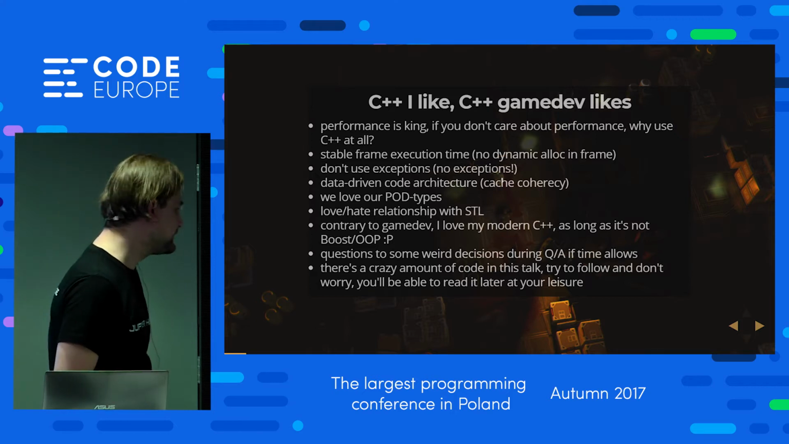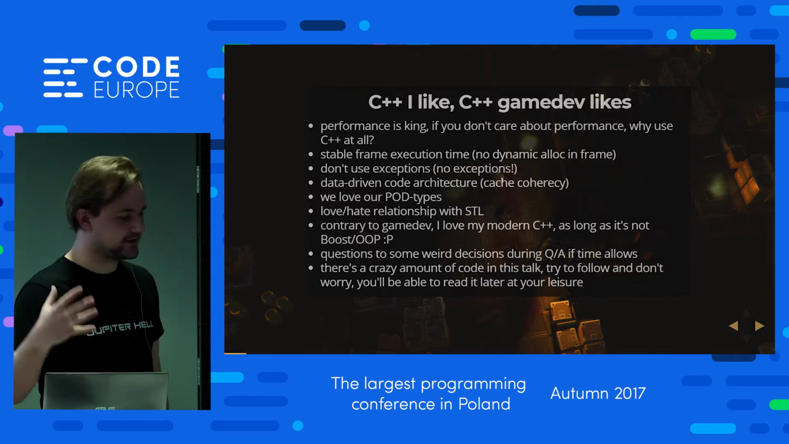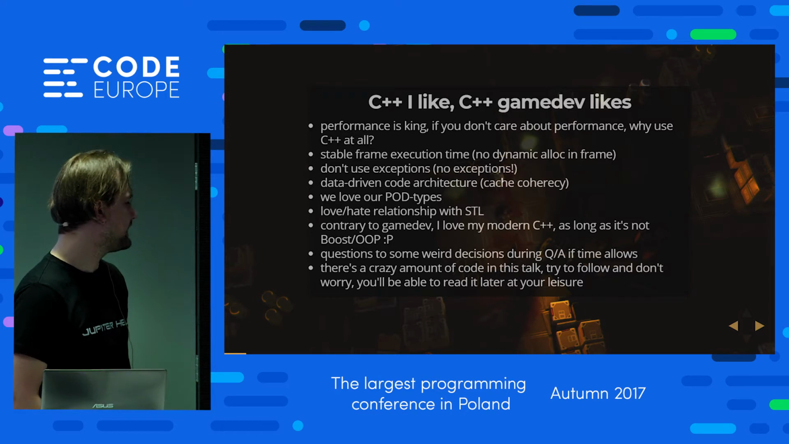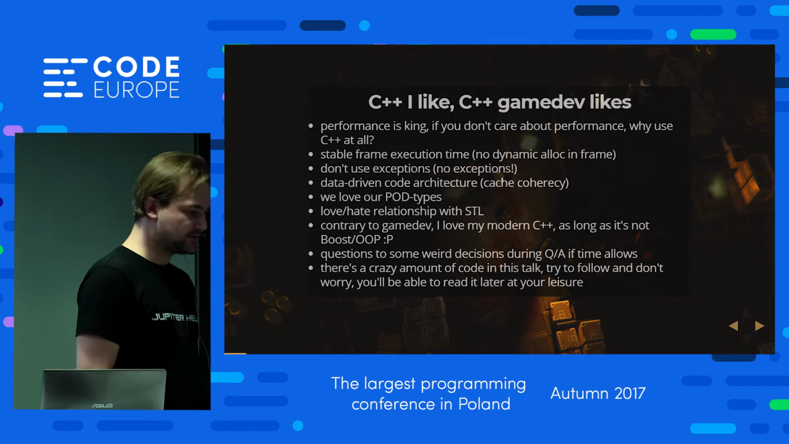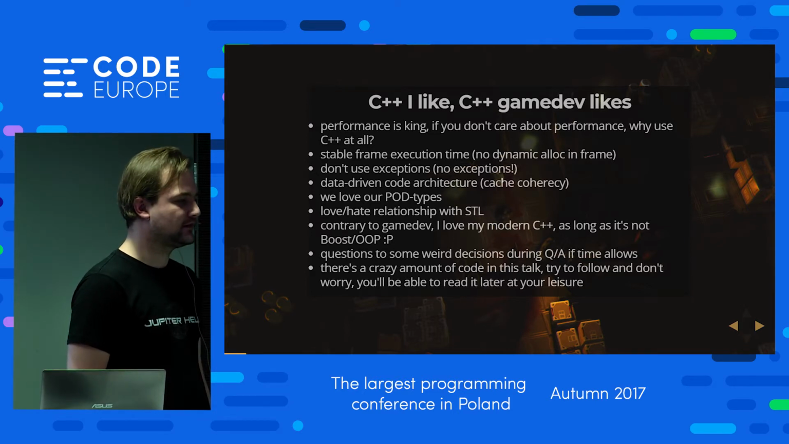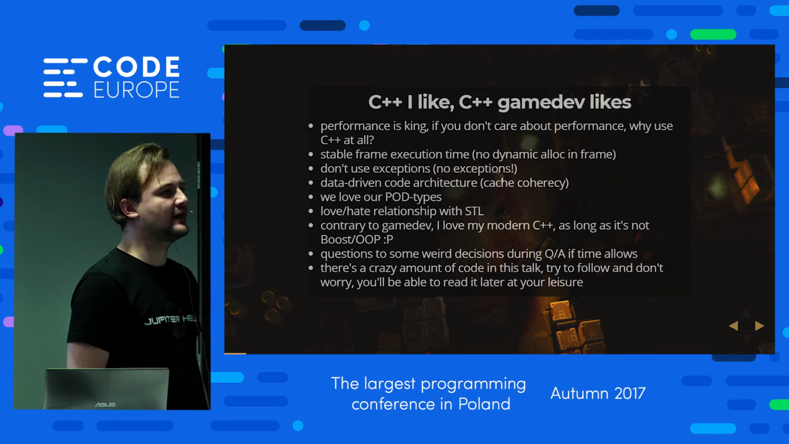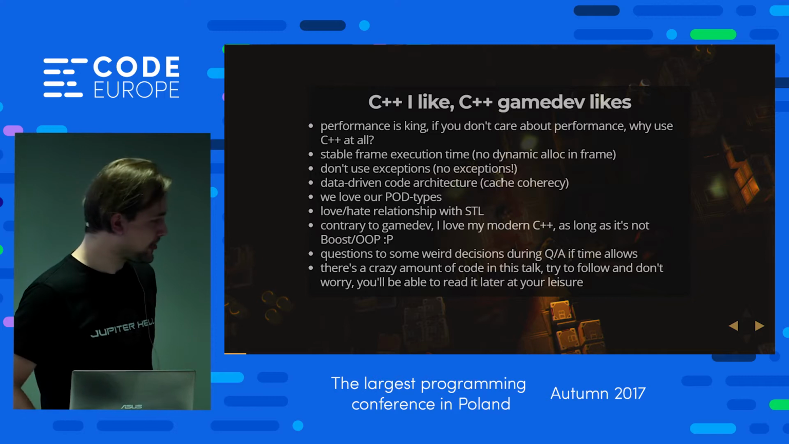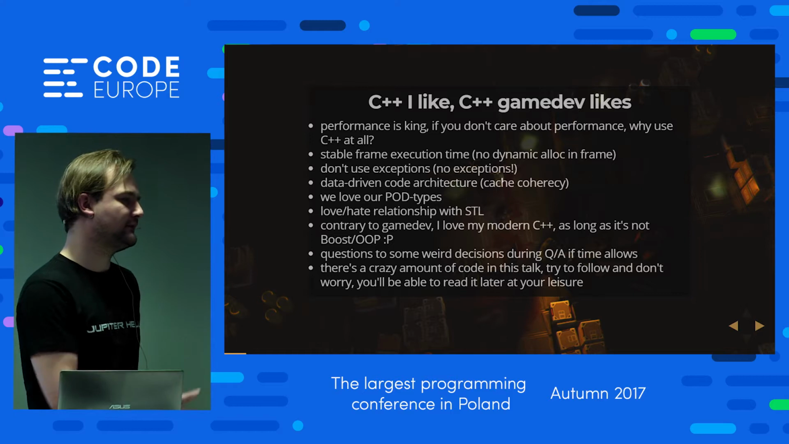We don't use exceptions. We try to use a data-driven code architecture. So thinking about cache all the time, thinking about things aligned in memory. We'll get to that in a moment. We love our plain old data types. There's a love and hate relationship with the STL, because generally the STL is considered not performant enough for game dev, because game dev doesn't care about special cases. Game dev doesn't care about executing a copy constructor if you can do a memmove or memcpy. And the STL is designed in such a way that it gives some guarantees that we in game dev don't need.